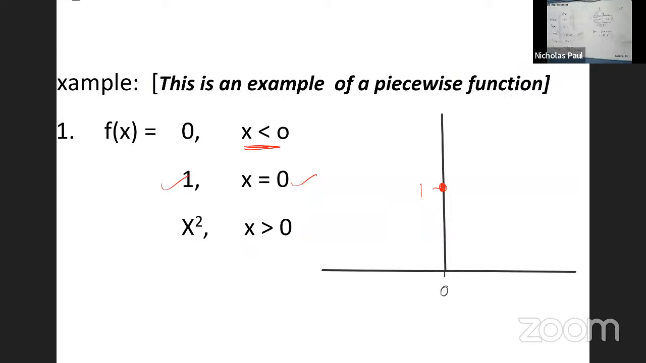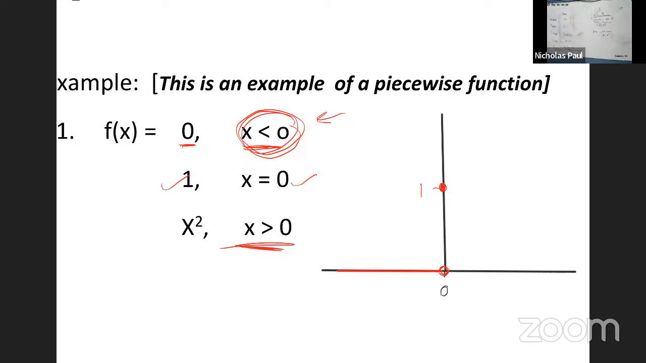Now when x is less than 0, the function is 0. So I'll draw a horizontal line here. We have a slight problem. This function is not defined when x is 0, so I have to put a hollow circle here. Because it's not defined, I cannot put a solid circle there. I have to put a hollow circle. Same thing here.